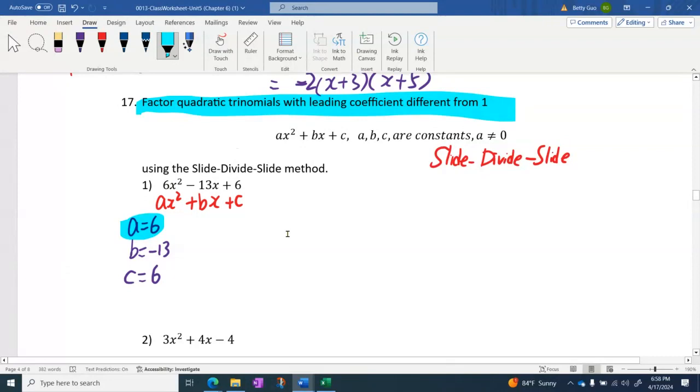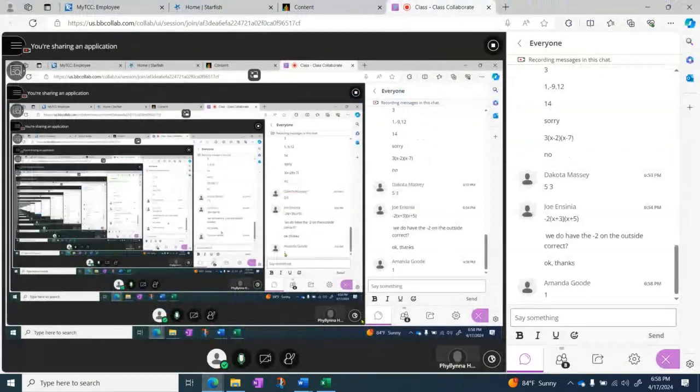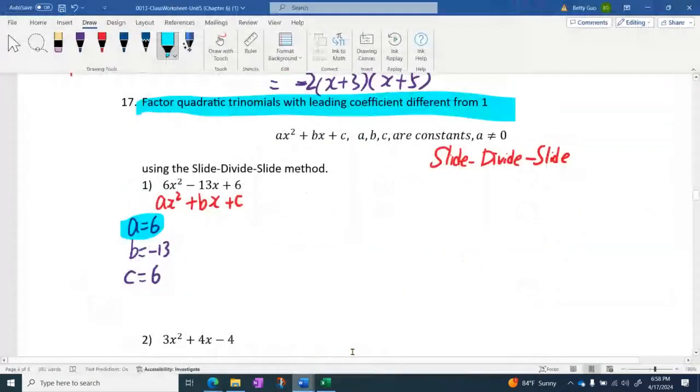We should consider, if it's not 1, can we factor it out? Or you can ask yourself the question, what's the GCF of the 3 terms? Six, 13, and 6. Yeah, thank you, Amanda. Nothing can be factored out. So that's why directly applying the shortcut method doesn't work anymore. So we're going to use slide, divide, slide. Let me show you how.